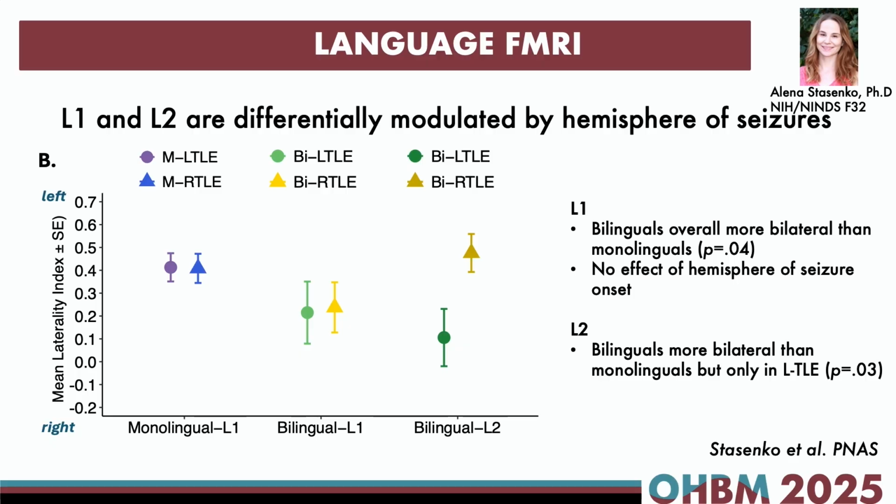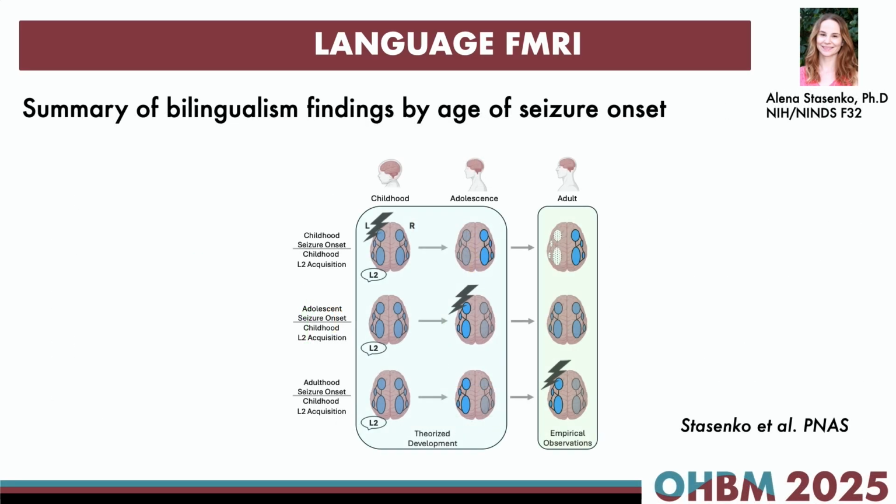And she found that L2 and L1 are differentially modulated by the hemisphere of seizure, such that primarily in left temporal lobe epilepsy for L2, bilinguals were more bilateral than monolinguals. But the cool part for me, and where I kind of got involved in this project, is that it did vary by age of seizure onset.